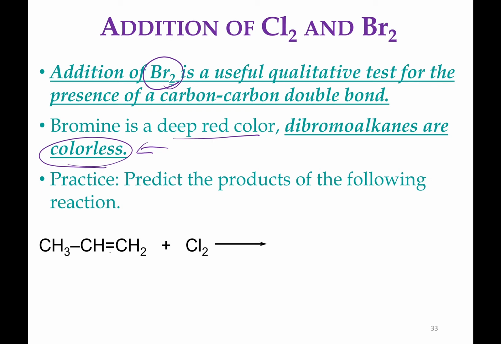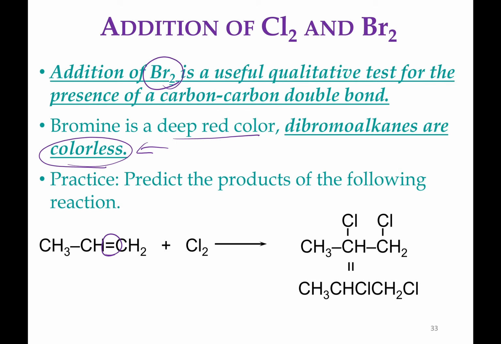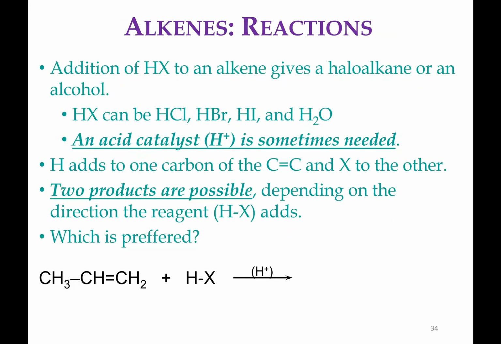So here we have our double bond. What's going to happen? Predict the products. Chlorine's going to add across the double bond, and you have, these are exactly the same, right? This is just condensed even more, but we're going to have 1,2-dichloropropane. So we end up with an alkane instead of an alkene.